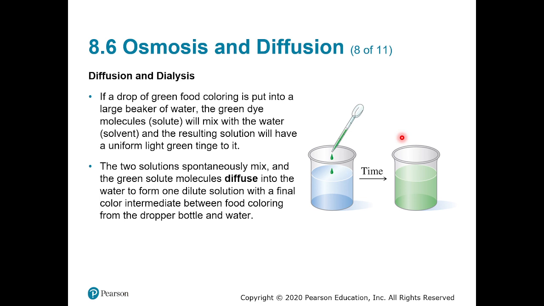So since spreading throughout the air, that's again a solution. It's diffusing throughout the solution to be an equal concentration throughout. Now, if we have two solutions, they're going to spontaneously mix, and your green solute molecules are going to diffuse into your water. This is going to form one dilute solution that's going to have a final coloring that's intermediate between these two and has a more or less even concentration across the entire solution. Once it's fully diffused, it will have an even concentration throughout the entire solution.